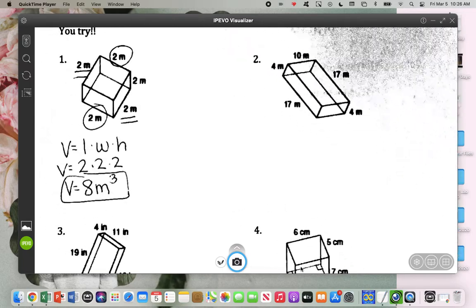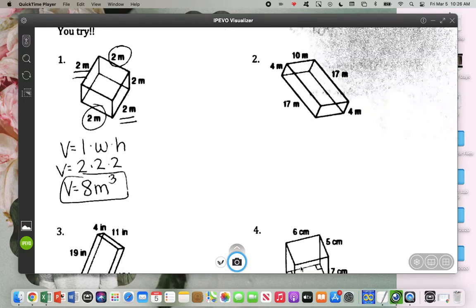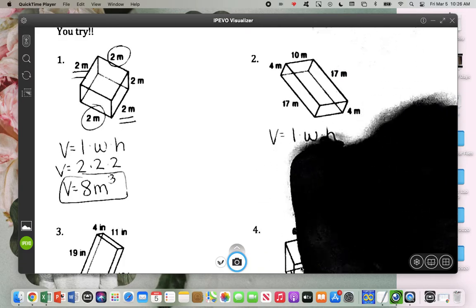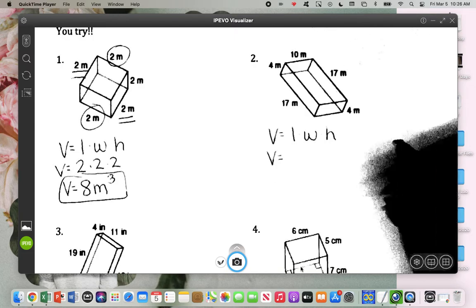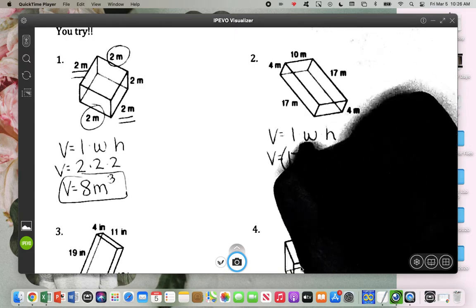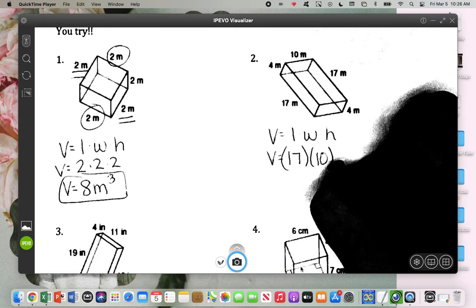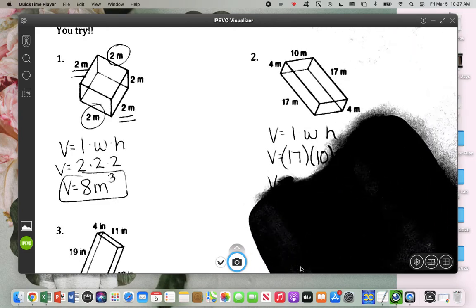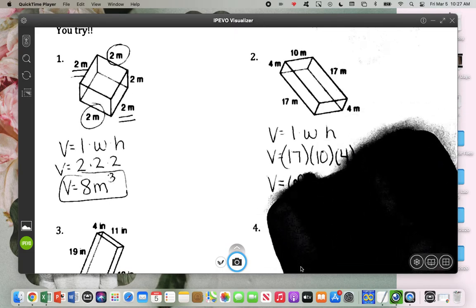All right, on that second one, even though we see 5 numbers, how many are we only using? 3. All right, which one do you think is the length? 17. Sure, 17. What's your width? 10. And what's your height? 4. All right, what is 17 times 10 times 4? 680.